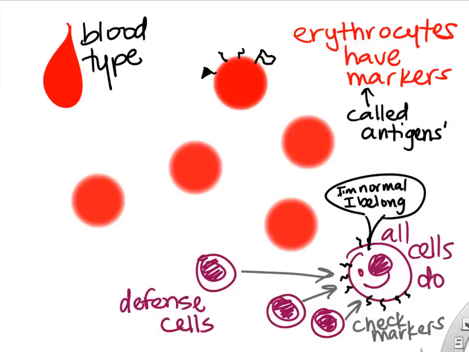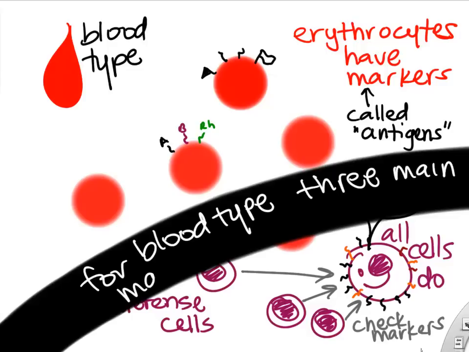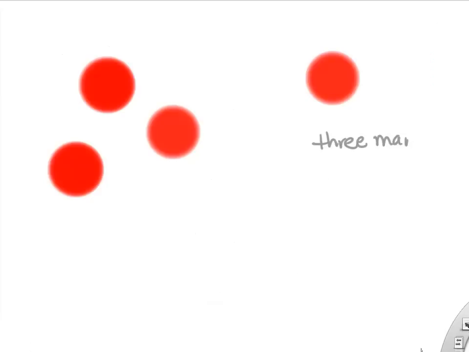We call these markers antigens. Antigen is really just a marker that our defense system can detect. So normally we want to ignore our own markers. So when it comes to erythrocytes and blood typing, we're concerned with 3 different markers that people can make: the A marker, the B marker, and the RH marker. And sometimes we'll call those markers antigens.